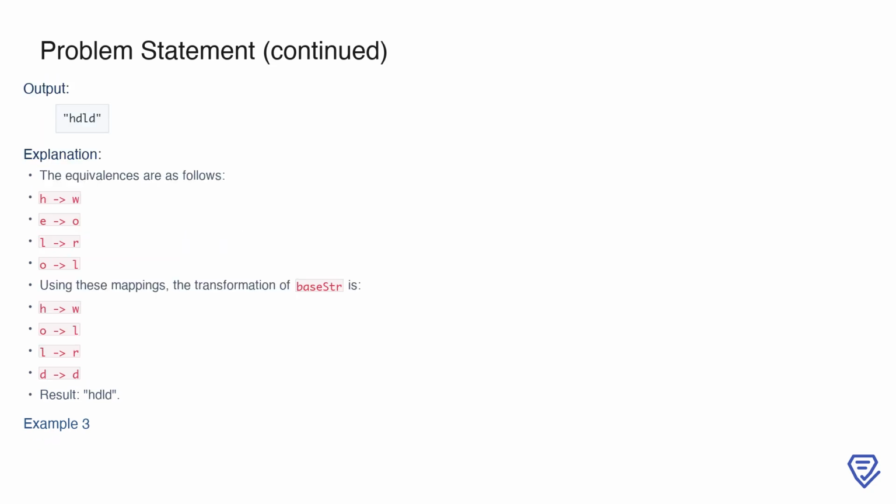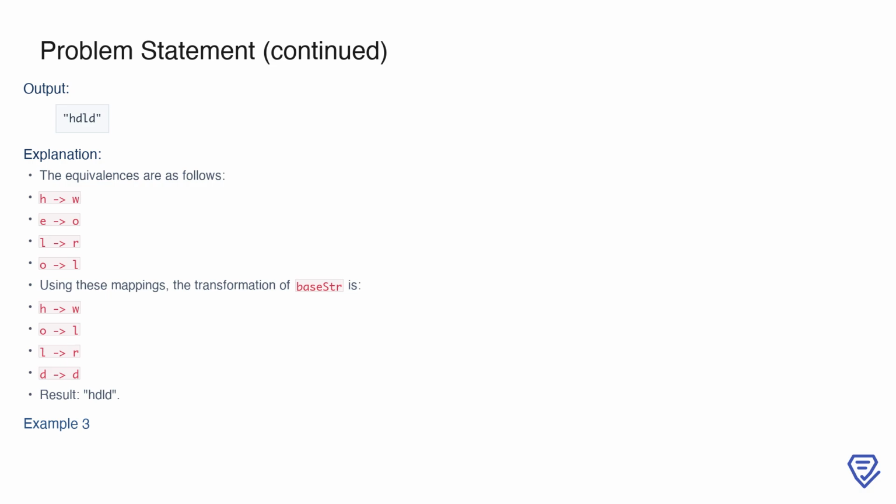In the second example, S1 is hello, S2 is world, and baseStr is hold. The output string here is hdld. To explain this, we first identify the equivalences: H maps to W, E maps to O, L maps to R, and O maps to L. Using these relationships, we transform baseStr step by step. H is replaced by W, O is replaced by L, L is replaced by R, and D remains D since it has no equivalence mapping. The final transformed string is hdld.